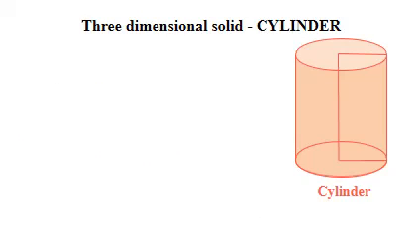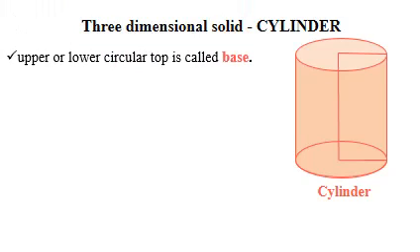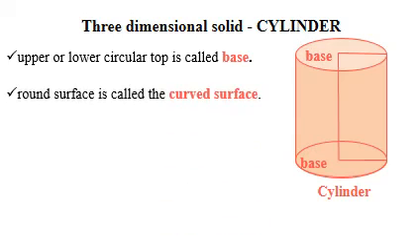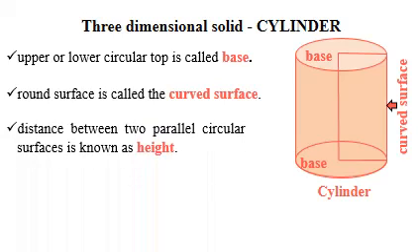Another three-dimensional solid is a cylinder. The upper or lower circular top of the cylinder is called base. Please look at the figure. So this is the base. The round surface is called the curved surface of the cylinder. So this is the curved surface of the cylinder. And then the distance between the two parallel circular surfaces is known as height. And the radius of the upper or lower circular top of the cylinder is actually the radius of the cylinder. Now I would like to add the examples from daily life.